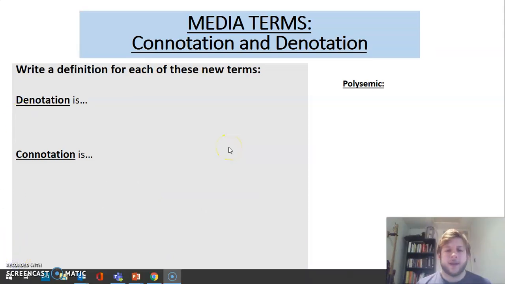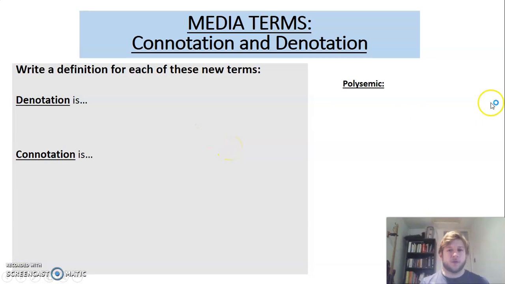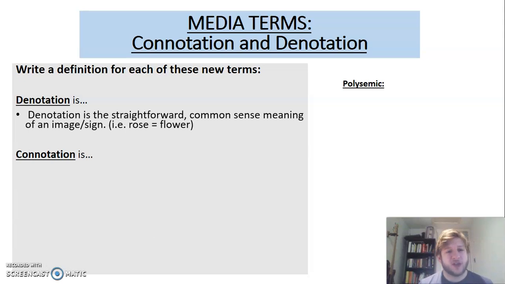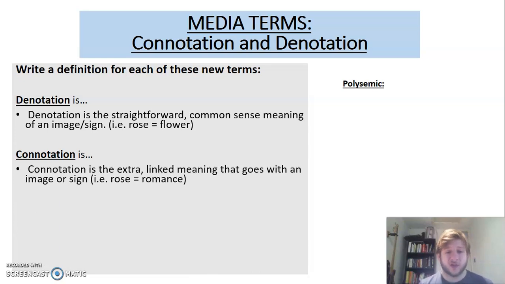What I'd now like you to do is make sure that you've got these terms written down with a definition. So denotation and connotation. Write these in your own words. Denotation is a straightforward common sense meaning of an image or a sign, so a rose equals a flower, and connotation is the extra linked meaning that goes with an image or a sign, so the rose could be seen as romantic. Make sure you've jotted those definitions down.